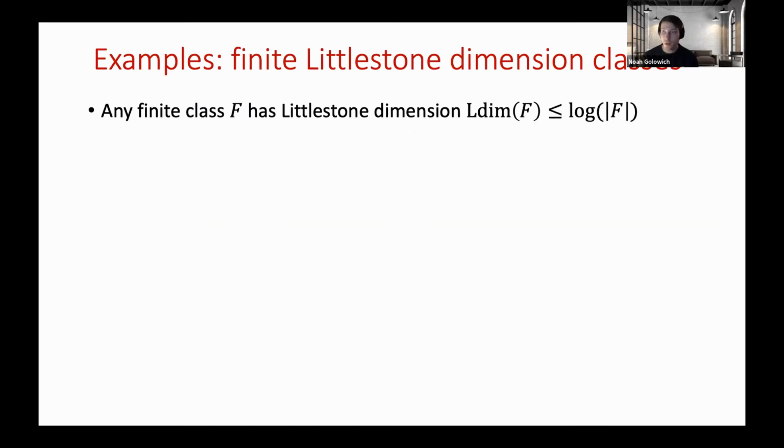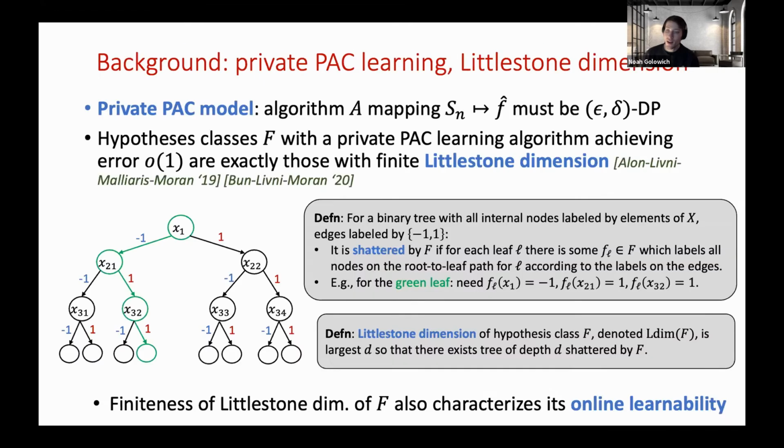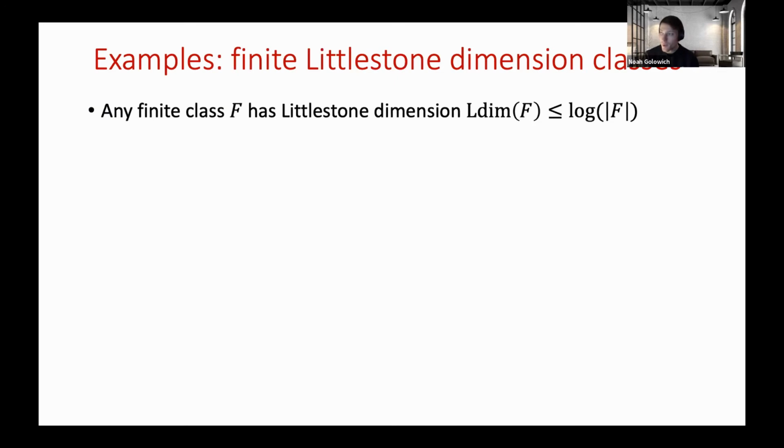Okay, so I'll next give a few examples of hypothesis classes which have finite Littlestone dimension. The simplest example is any class F which is finite. It has a finite number of elements, and has Littlestone dimension bounded above by the logarithm of the size of the class. This is basically just because in a binary tree which is shattered by the class, the hypothesis for each leaf must be distinct. So the number of hypotheses in the class has to be at least 2 to the depth. And for many classes, this inequality is not tight, meaning the Littlestone dimension can be much smaller than the log of the size of the class.